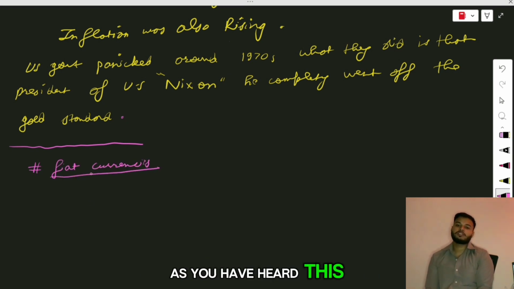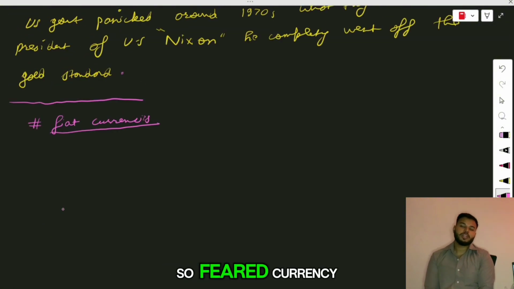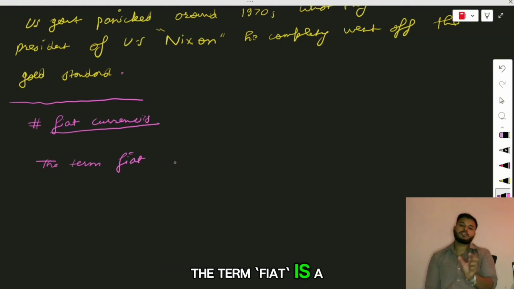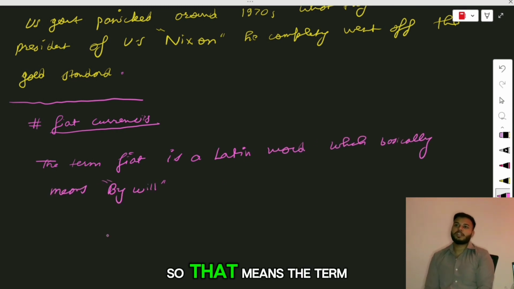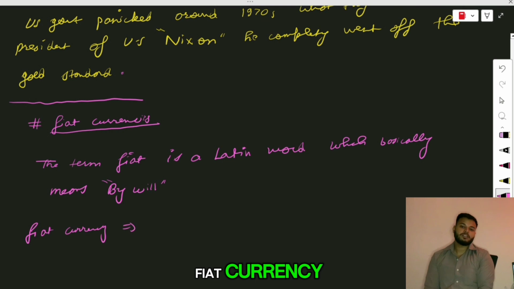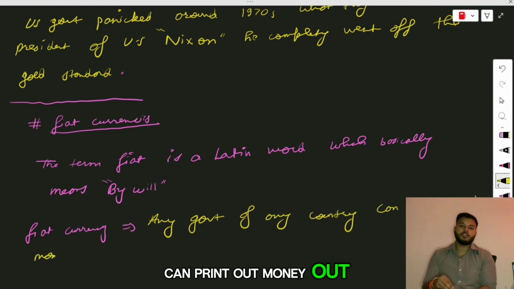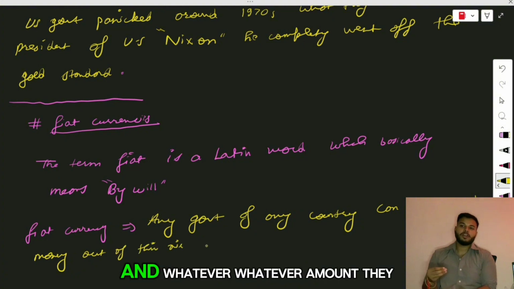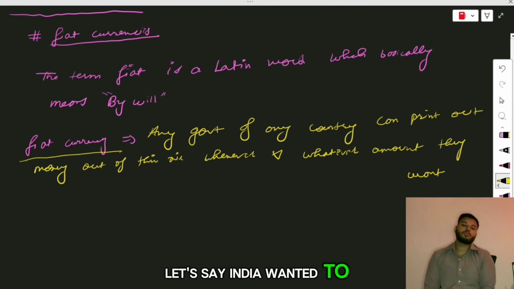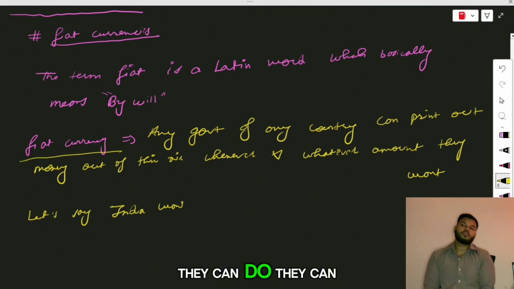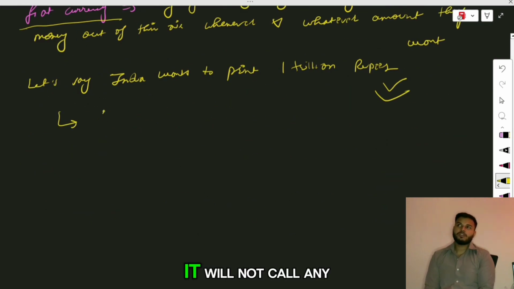As you have heard this term before as well, I will explain what fiat currency basically means. The term fiat is a Latin word which basically means "by will". So fiat currency refers to the idea that any government of any country can print money out of thin air, whenever and in whatever amount they want. Let's say India wanted to print 1 trillion rupees, they can go forward and do the same. They can print 1 trillion rupees, and it will not cause any issue.